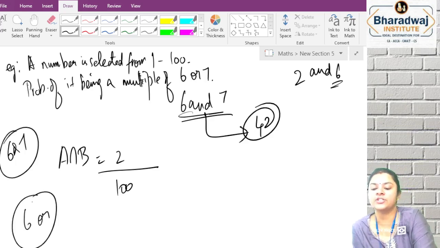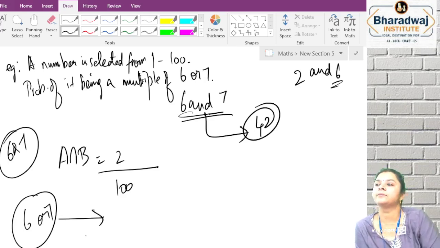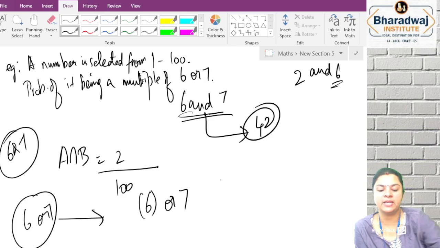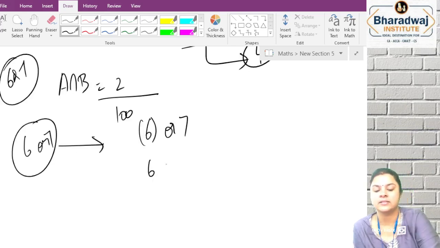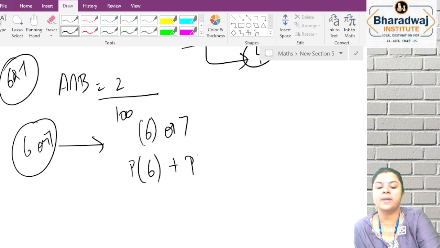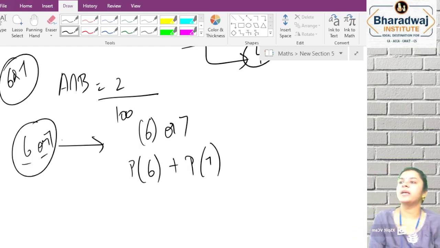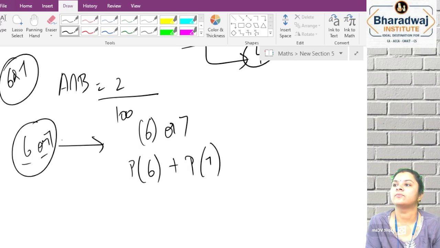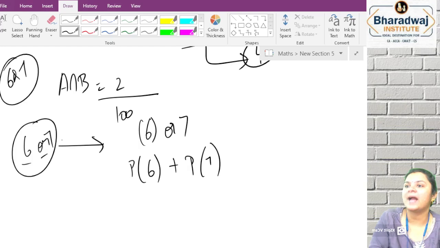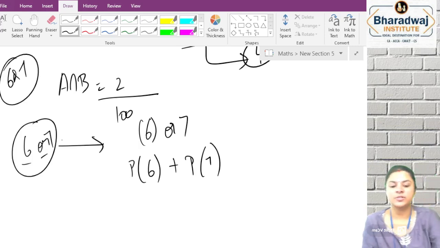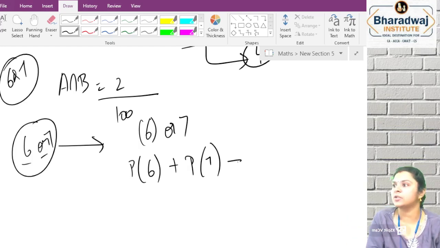Now coming to OR condition. What is the rule for OR? Addition rule. So multiple of 6 or multiple of 7, you have to take multiple of 6 plus multiple of 7. Whenever you have OR condition, what should you check for? Mutually exclusive. Now, is multiple of 6 and 7 mutually exclusive? Mutually exclusive means there should not be a common value, there should not be an AND condition. Here, is the AND condition possible or not? Possible.